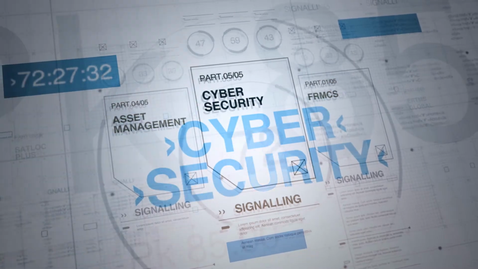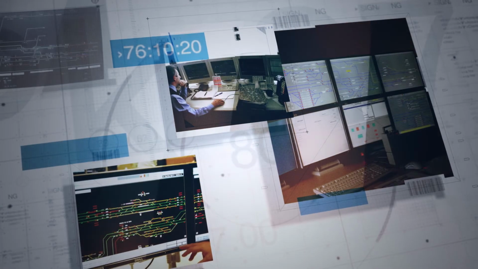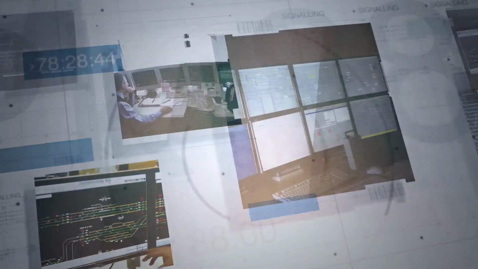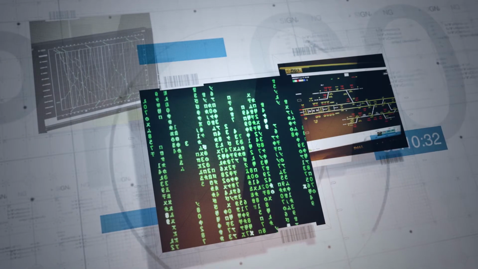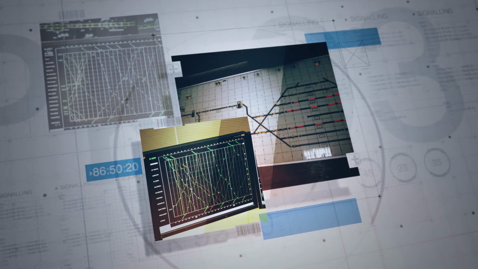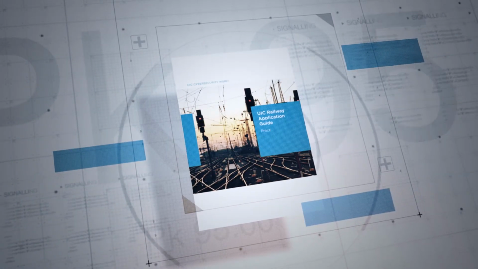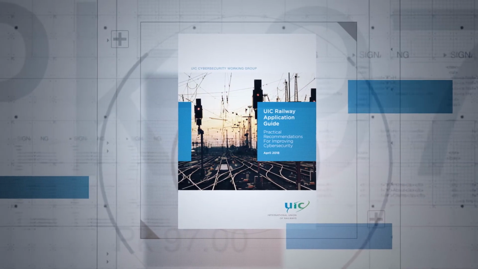In an open, connected world, all digital signalling systems are potentially vulnerable to cyberattack. Though it's not possible to fully protect everything, UIC has developed recommendations to help its members secure what matters most. These recommendations are outlined in the Guidelines for Cybersecurity in the Railways, published by UIC.